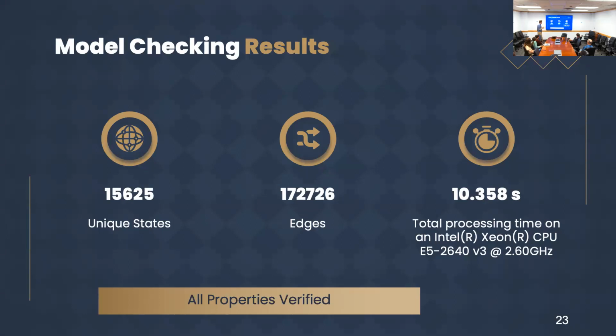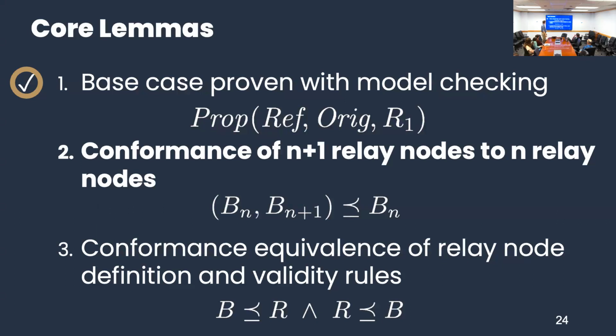So our model checking results, we used a tool called Spin to do our model checking. And when we evaluated those 4 properties, it evaluated over 15,000 states and 172,000 edges between those states and found no violations of the properties. On my machine, it took a little under 10.5 seconds to do this analysis. So with that, we have proven the base case that the properties hold on the original small system.